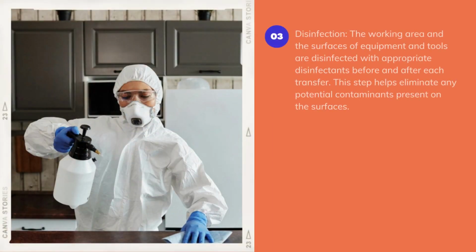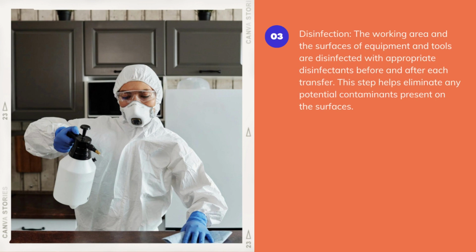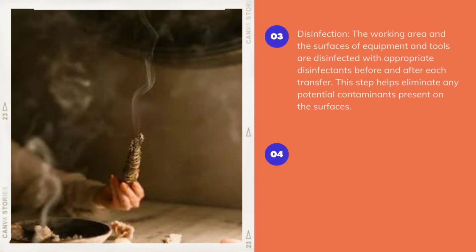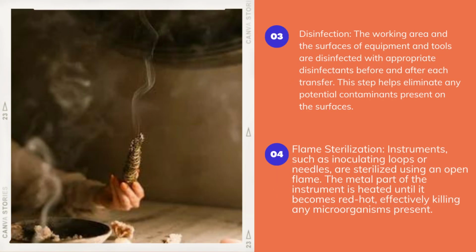Third, disinfection. The working area and the surface of equipment and tools are disinfected with appropriate disinfectant before and after each transfer. This step helps to eliminate any potential contaminants present on the surface. Fourth, flame sterilization. Instruments such as inoculating loops and needle are sterilized using an open flame. The metal part of instrument is heated until it becomes red hot, effectively killing any microorganisms present.